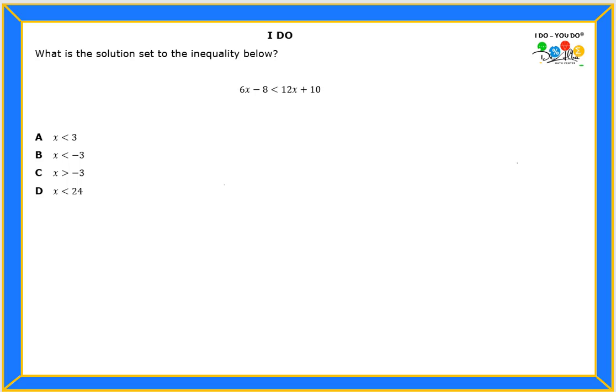Hello students, let's read the problem. It says, what is the solution set to the inequality below? 6x minus 8 less than 12x plus 10. So we're looking for the solution set, right? Okay, and they're giving us the inequality.